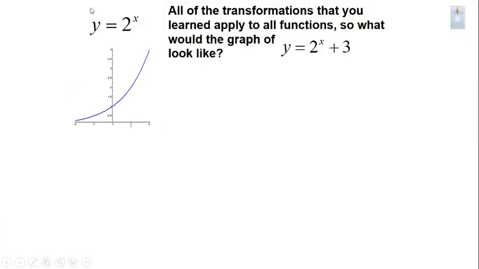Here are a few examples. This is the graph of 2 to the x. What does the graph of 2 to the x plus 3 look like? What will happen here?